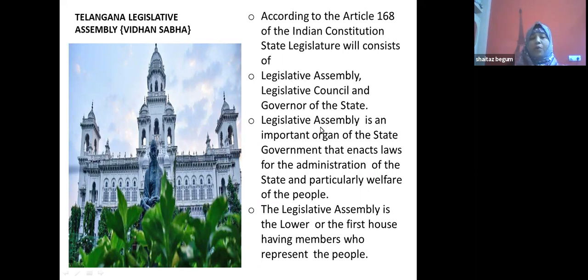The legislative assembly is an important organ of the state, and its members are directly elected by the voters. What is the function of the legislative assembly? It enacts laws. It makes laws for the administration of the state and particularly for the well-being and welfare of the people. That is the primary function of the legislative assembly. It is the lower house or the first house, whose members represent the people. We elect them directly.